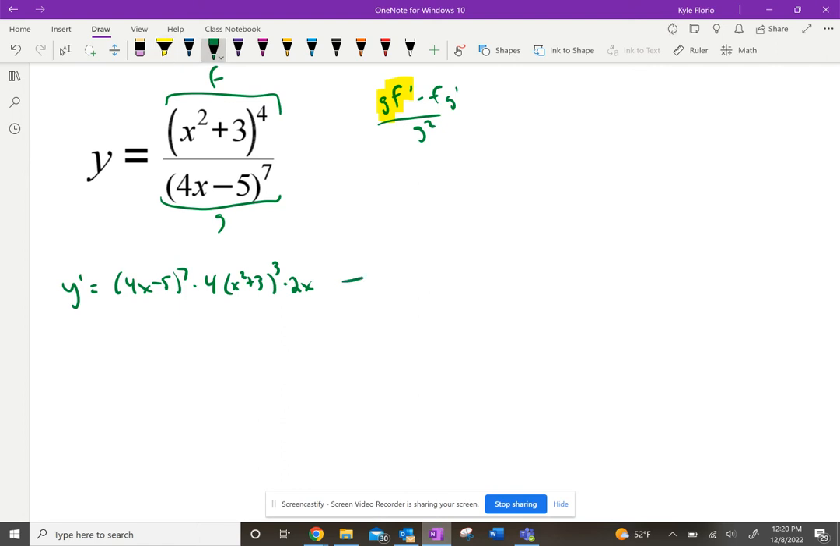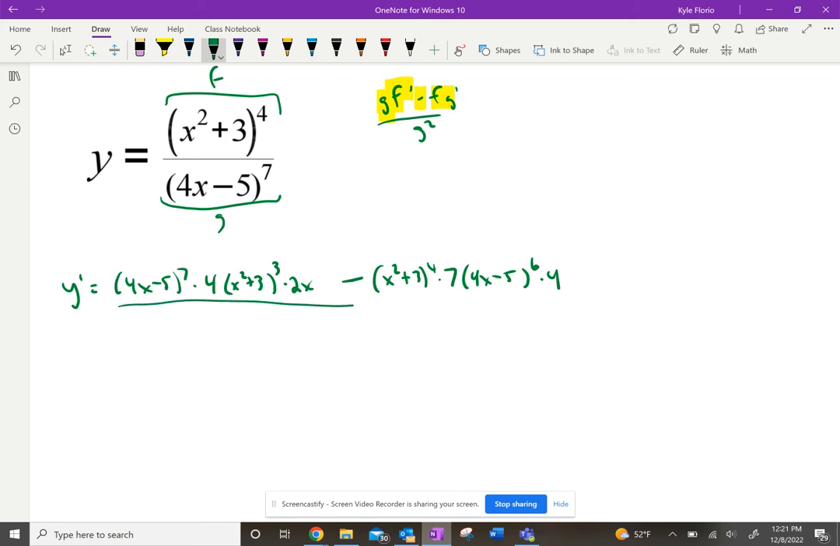Minus the top function times the derivative of the bottom. The top function is x squared plus 3 to the 4th, times the derivative of the bottom function. The bottom function, we need the chain rule. It's something to the 7th, so it's going to be 7 times that something to the 6th. That something being 4x minus 5, times the derivative of 4x minus 5, which is 4. So that takes care of that part.